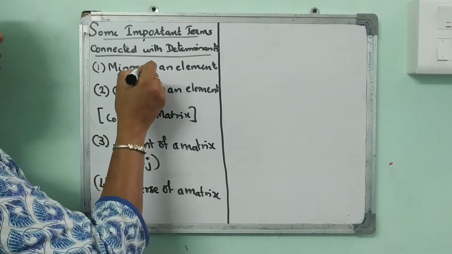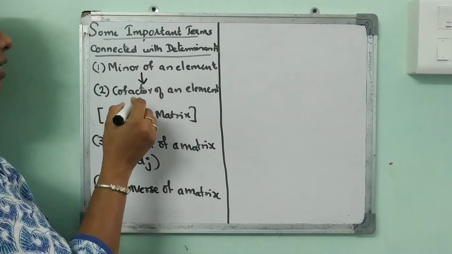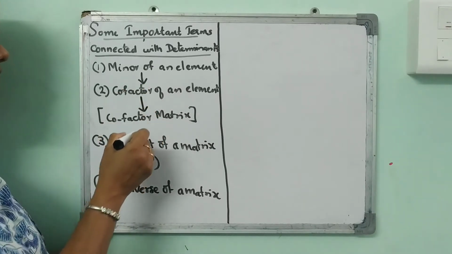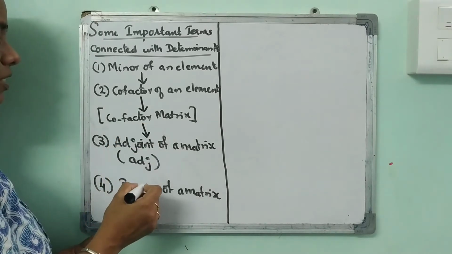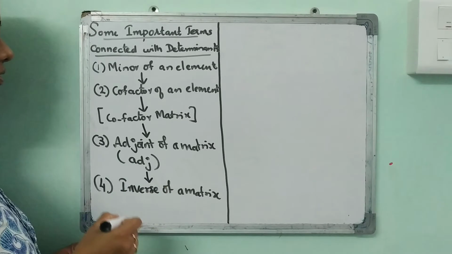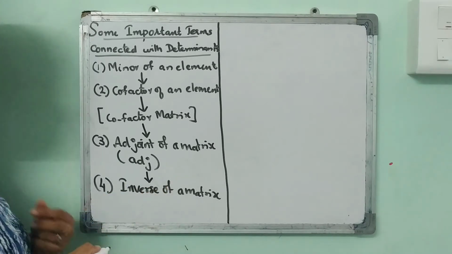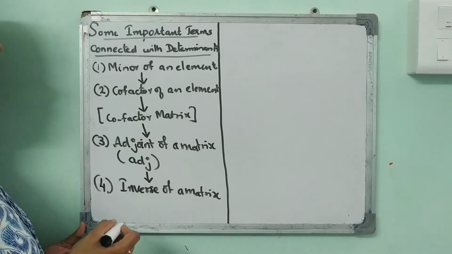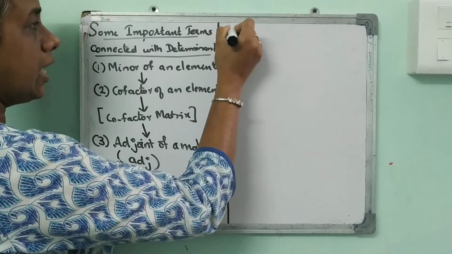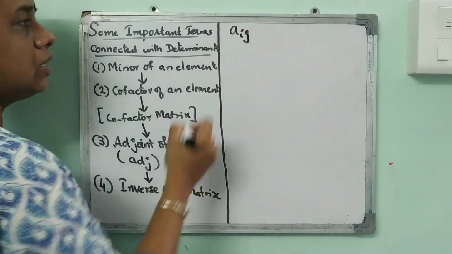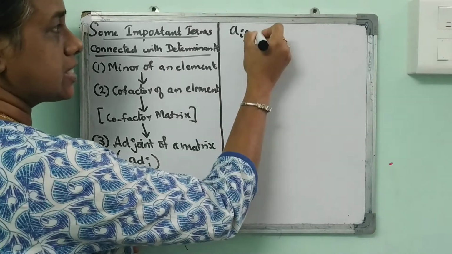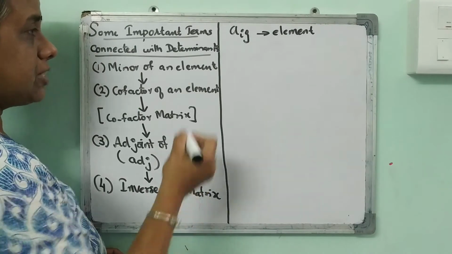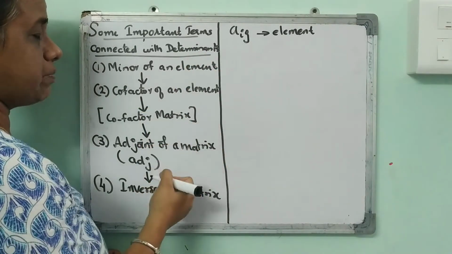Okay, so all these terms are connected. Minor of an element is connected with the cofactor of the element. From that we will define what a cofactor matrix is, and then we move on to the adjoint of a matrix, and finally we go ahead with defining the inverse of a matrix. Okay, so this is the process we are following. For that, let me consider a general element, which is in the form of Aij. First I will tell you the notations, after that we will go on to explain all these terms.